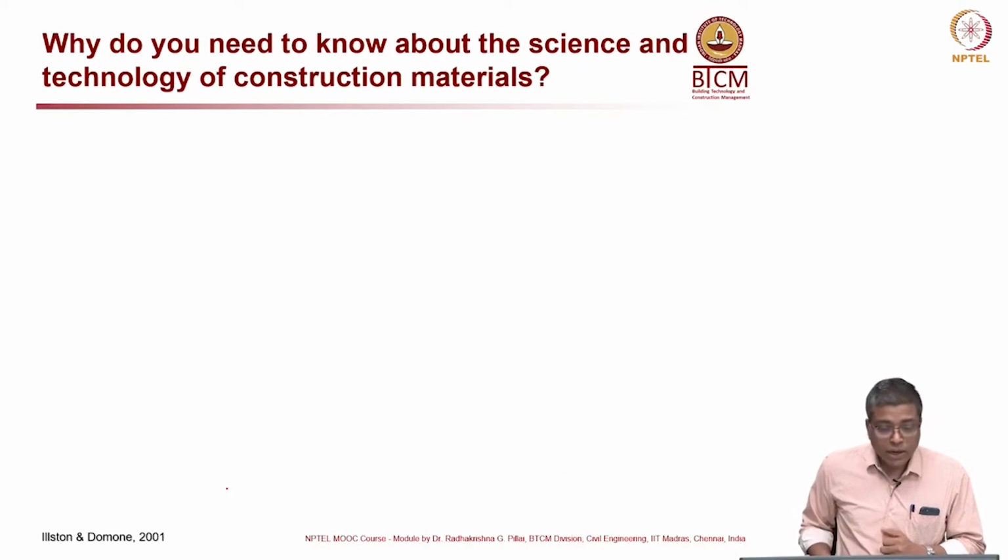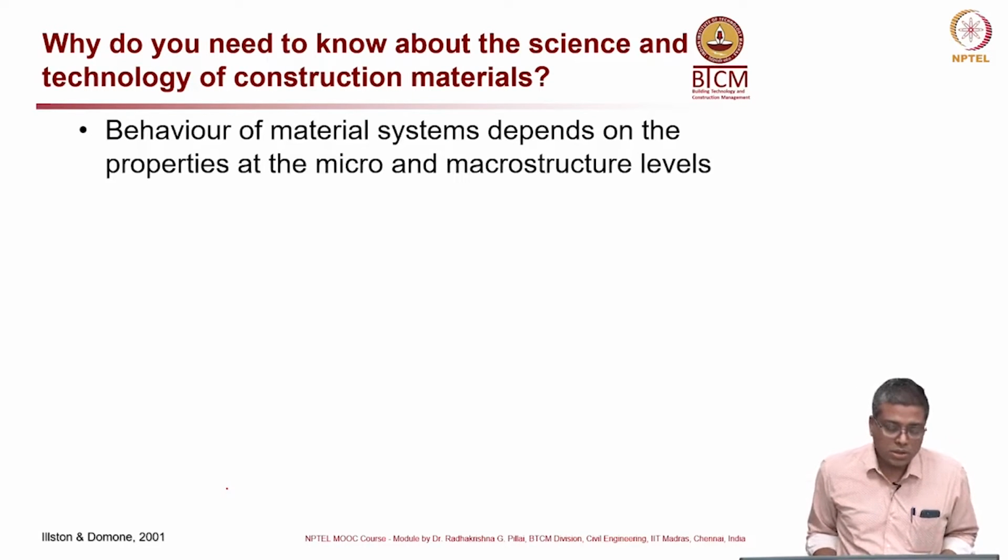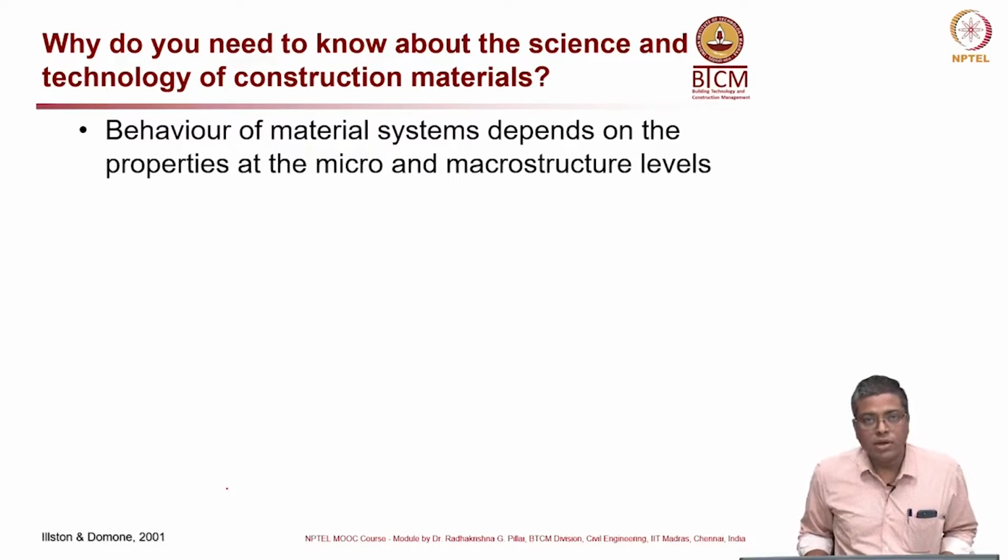Okay. Now, why do we need to know about the science and technology of material? Because the behavior of material systems depends on the properties at both macro and micro level. So, microstructure is very, very important, and also the macro behavior, how the material systems are put together, is also very, very important when we talk about the behavior of a building, for example, or a bridge, for example.